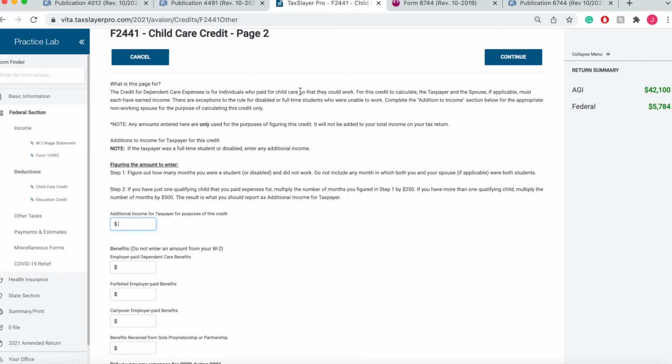So that they could work for this credit to calculate, the taxpayer and the spouse if applicable must each have earned income. Okay, wait. So what was this page? So the credit for dependent care expenses is for individuals who paid for child care so that they could work. The taxpayer and spouse must each have earned income. There are exceptions to the rule for disabled or full-time students who are unable to work. Complete the additional income section below for the appropriate non-working spouse for the purpose of calculating this credit only.